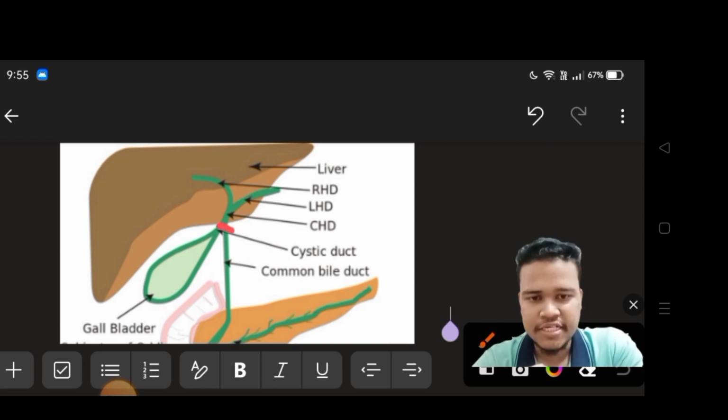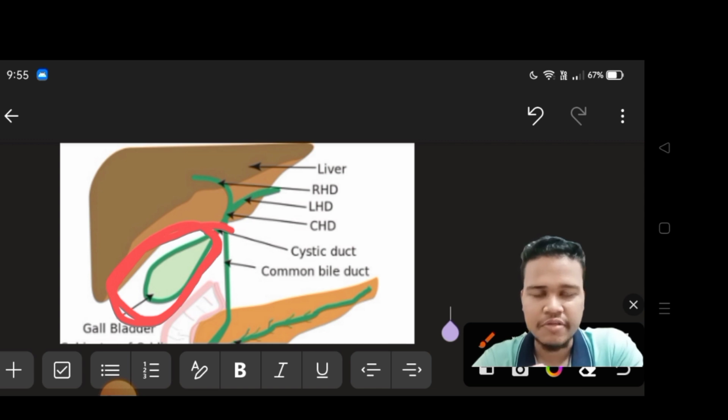Then this balloon-shaped part of the hepatobiliary system is known as the gallbladder, and in this gallbladder bile is stored.